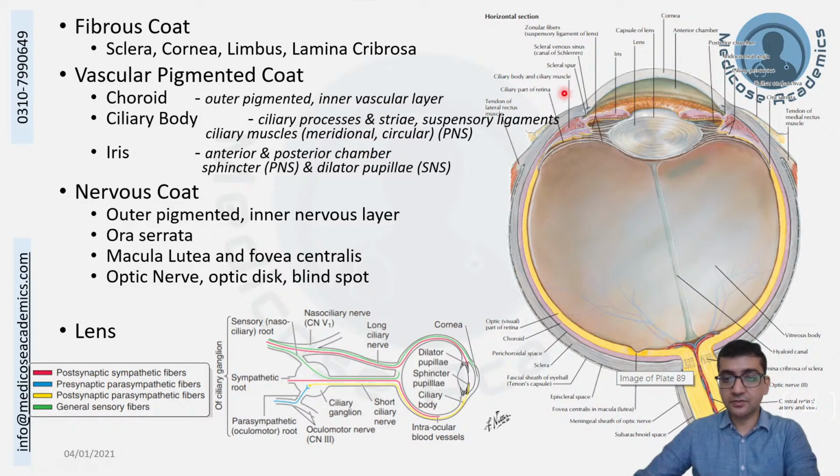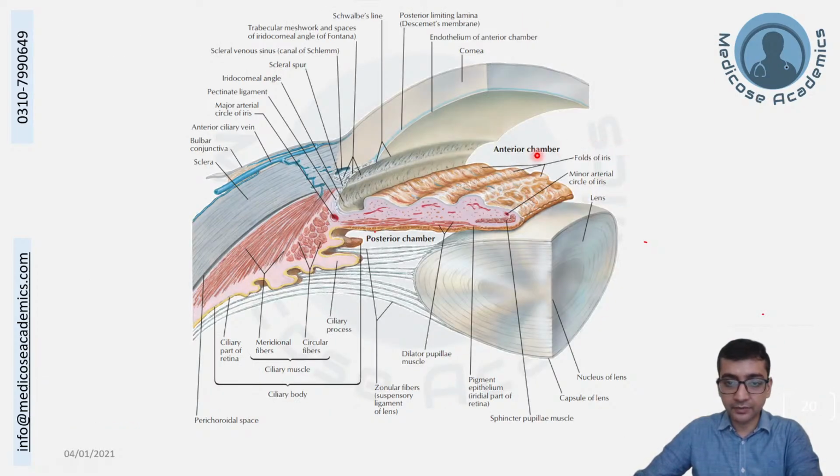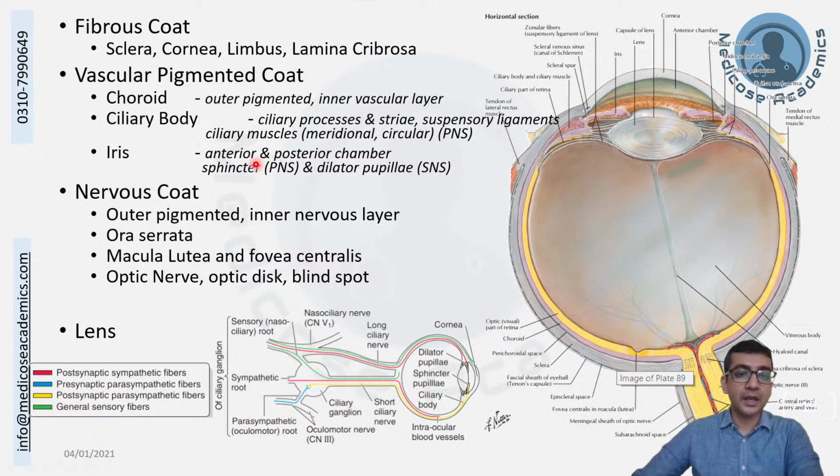The iris was dividing the eye, in the aqueous chamber, into the anterior part and the posterior part, and the muscles contained inside it were the sphincter muscles, supplied by the peripheral parasympathetic, and the dilator, supplied by the sympathetic nervous system. The nervous coat is the retina.